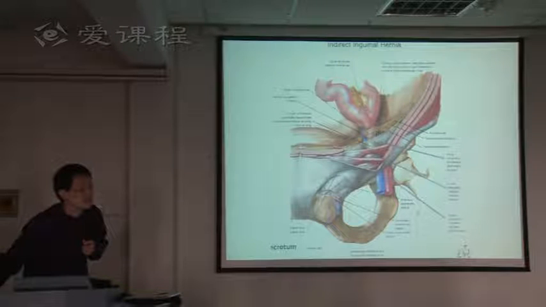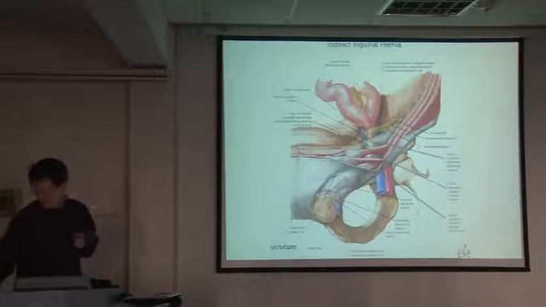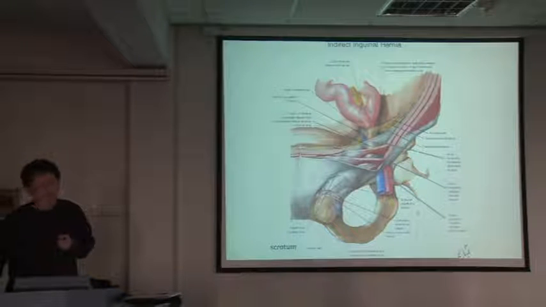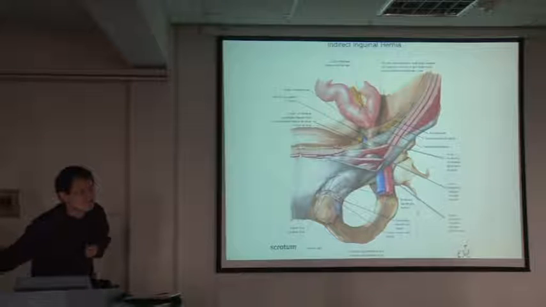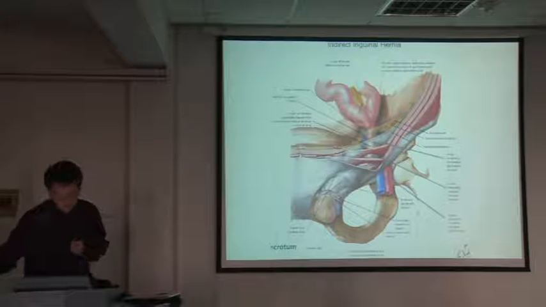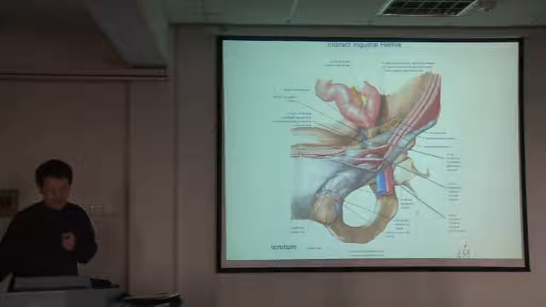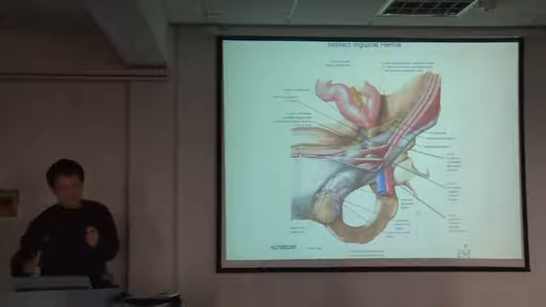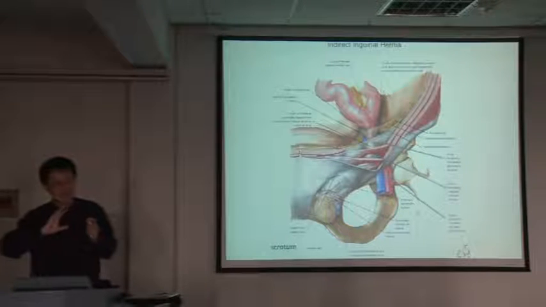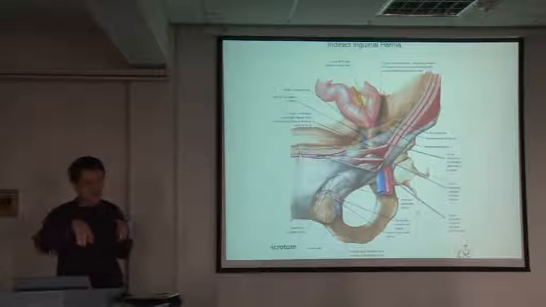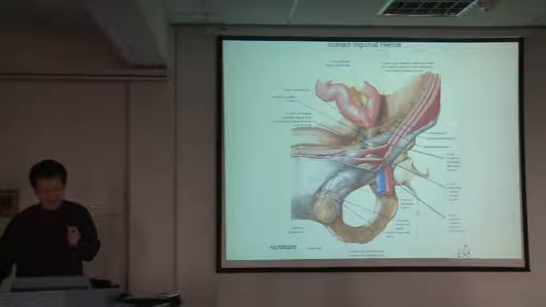Why does it cause a direct hernia? I don't know. I have a question. Where is the Hesselbach triangle here? Here. It's here, you see? Because this is a stereotactic view, it's very difficult to describe the triangle, but we can have a look here.